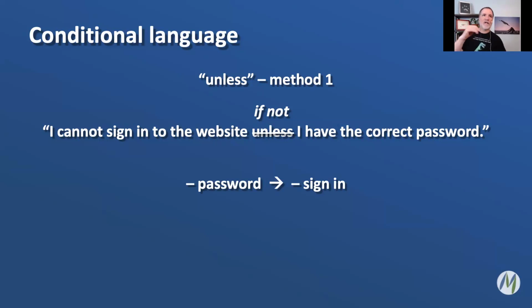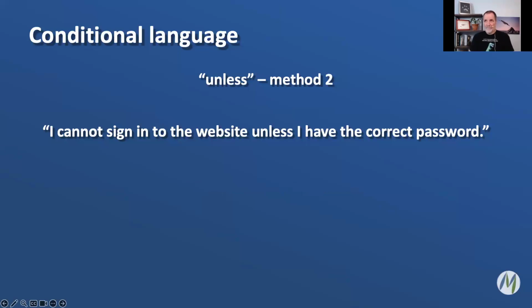This is method one of turning an unless statement into a simple if-then statement, our little conditional logic shorthand diagram. If I don't have the correct password, then I cannot sign in. That's method one. We replace unless, until, and without with the phrase if not.